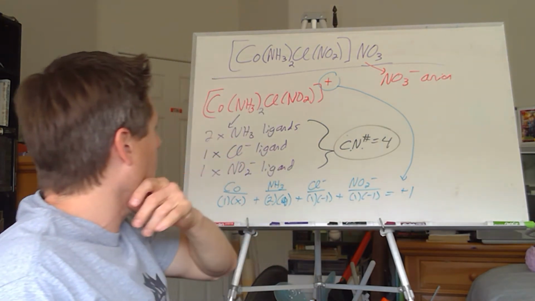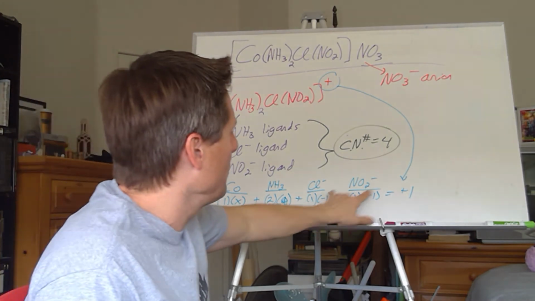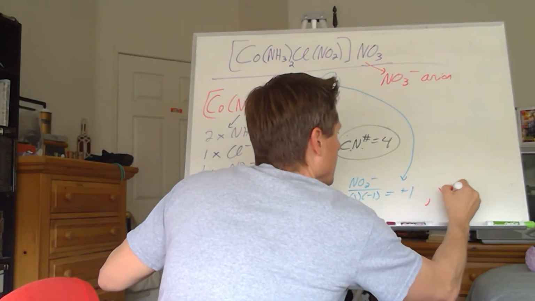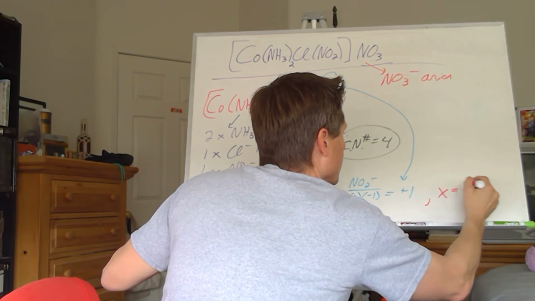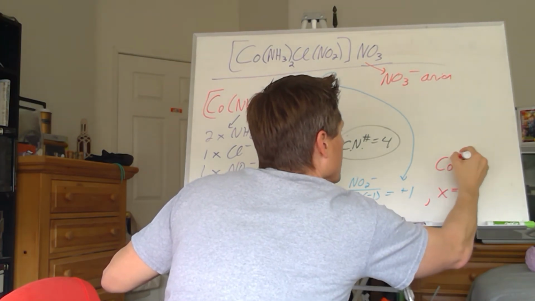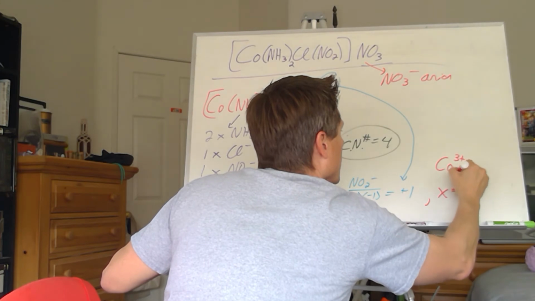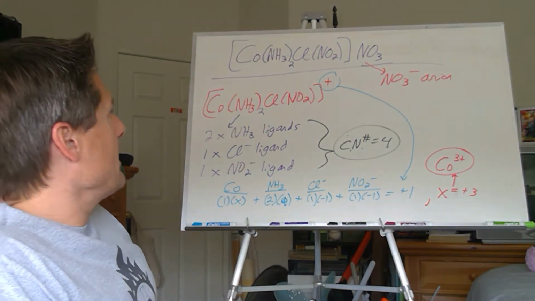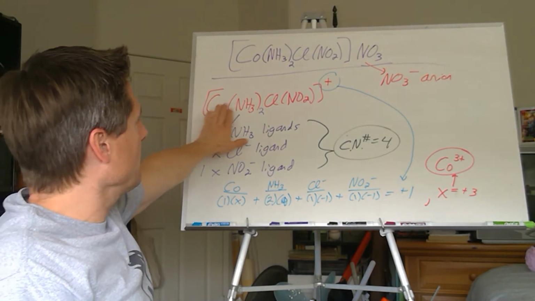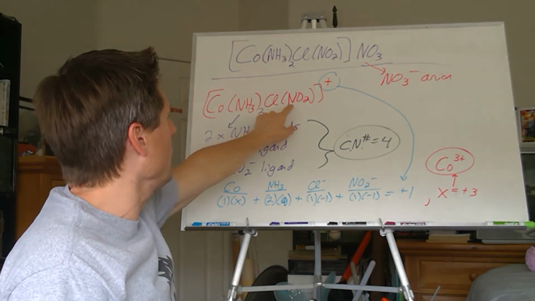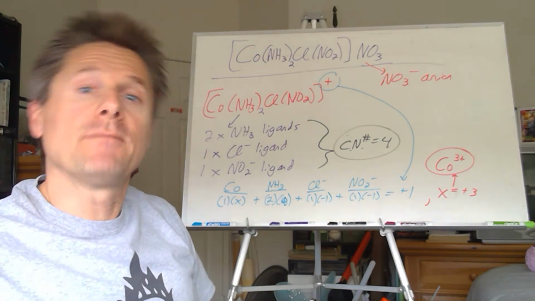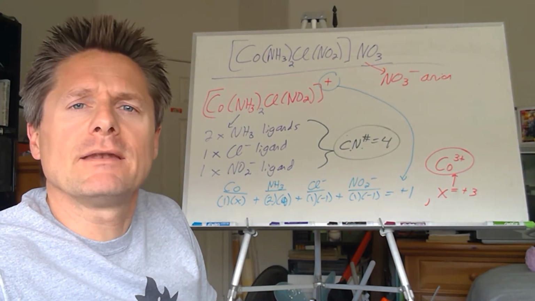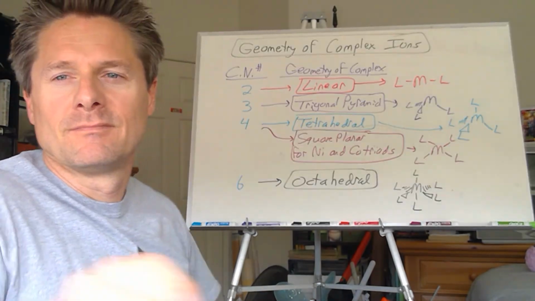Move that over, and that's going to move the -2 over, and that will give me X equals +3. So cobalt has an oxidation number of 3. Right? So you got the +3. These are 0. Subtract 1, leaves you with a +1. Hey! All right. Let's do geometry real quick in this particular video.